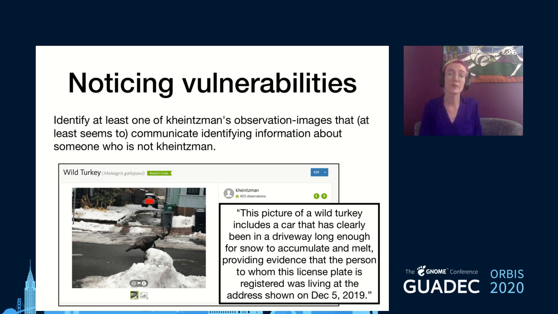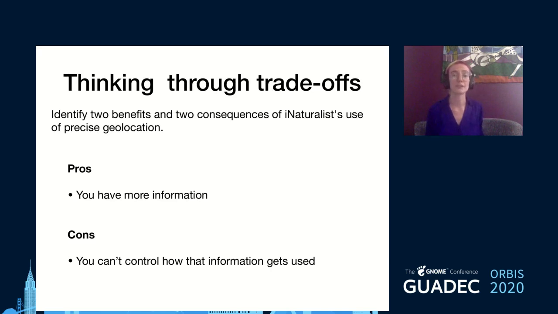When I first took this image, as is often the case when you're taking photos for this kind of project, I don't notice everything in the background, so I had to go in after the student pointed this out to me and redact it.